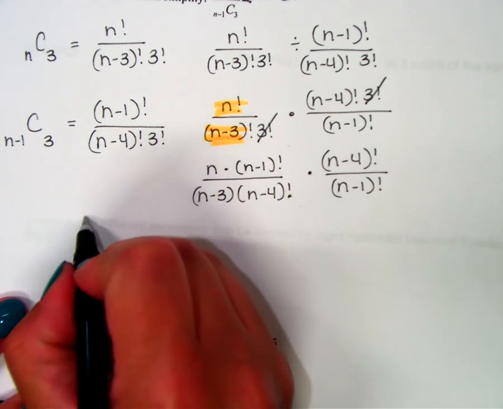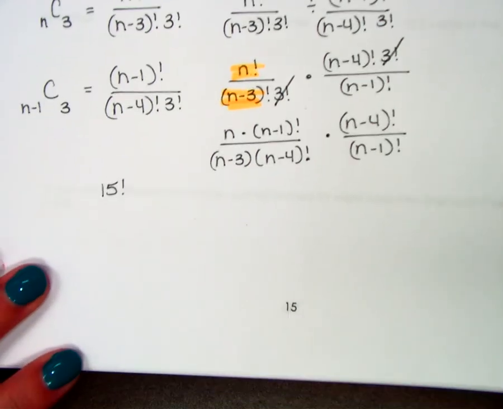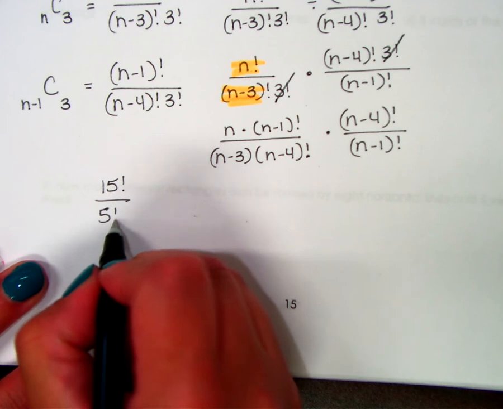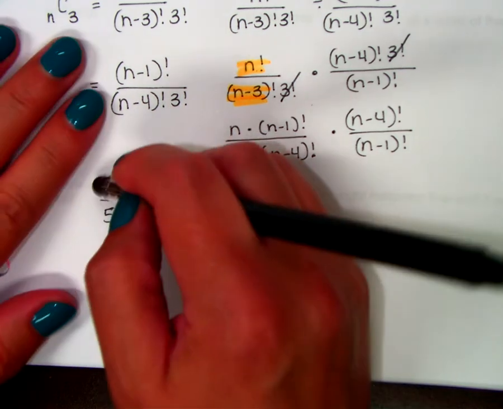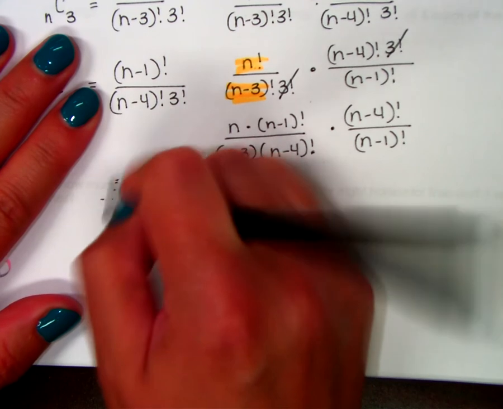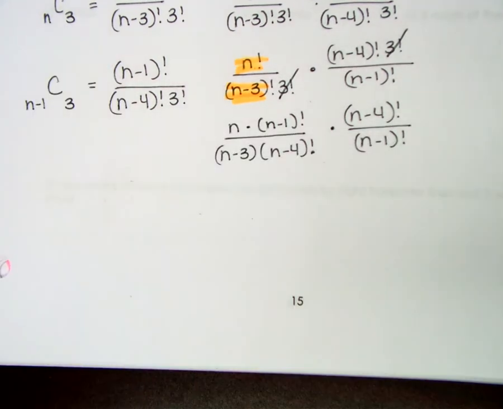How do you expand 15 factorial over 5 factorial? You're going to go 15 times 14 times 13 times 12 times 11 times 10 all the way up to 5, but you're going to leave 5 as a factorial on the end. So I did the exact same thing here with the algebra. So now what can I cancel out?